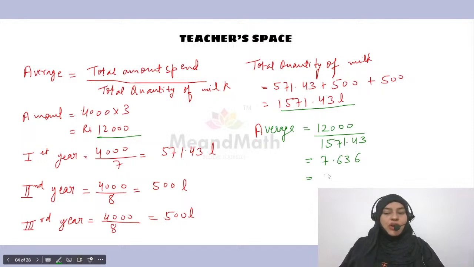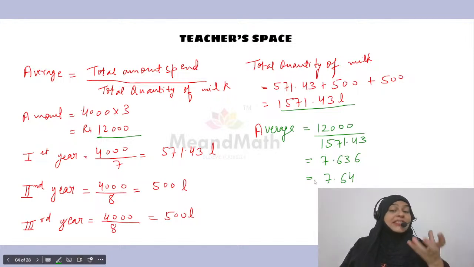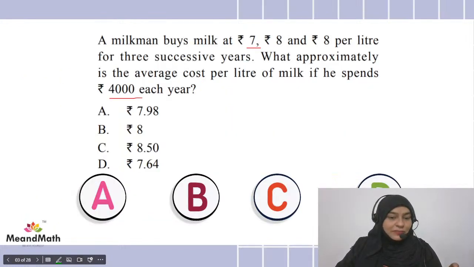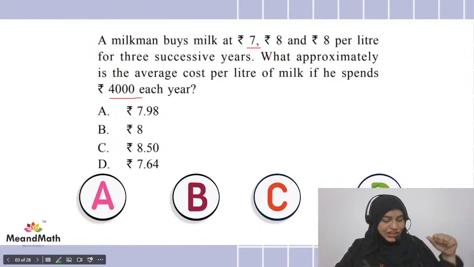So when you round off, you will get 7.64. It is the average. So he spent this amount on average, 7.64. What's the correct option? Option D is correct, 7.64. I hope it is clear to all of you.